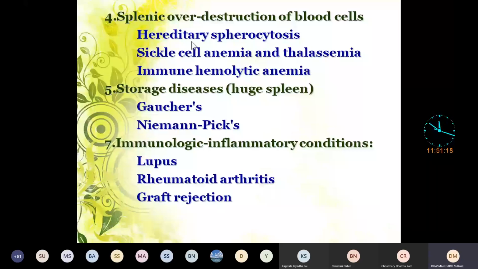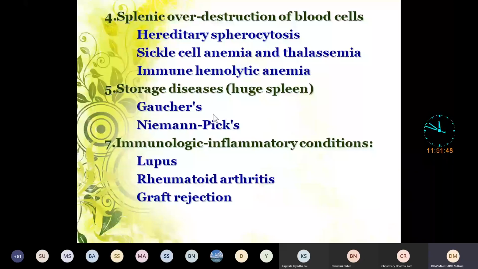And in case of immune hemolytic anemia, the RBCs will be coated with antibodies, so they will be destroyed in the spleen, leading to splenomegaly. Then the storage diseases: in case of storage disease, a huge spleen will be there, and you only have to know two names, Gaucher's disease and Niemann-Pick disease. Okay, so storage disease, Gaucher's disease, and Niemann-Pick disease.